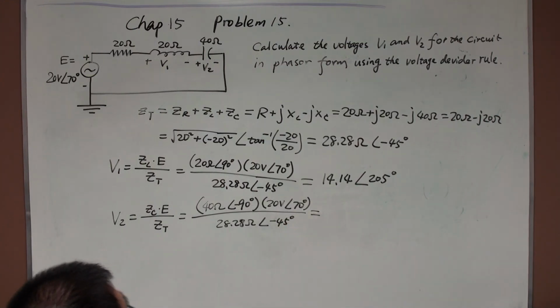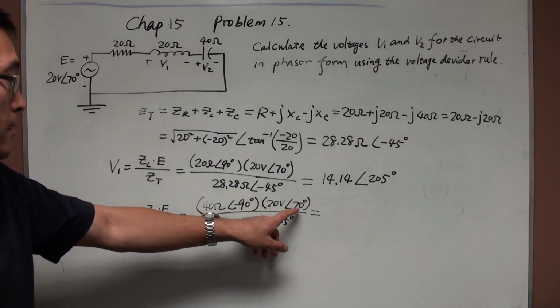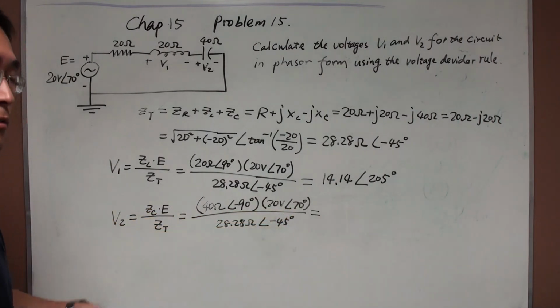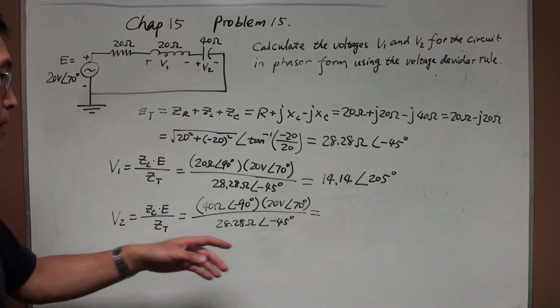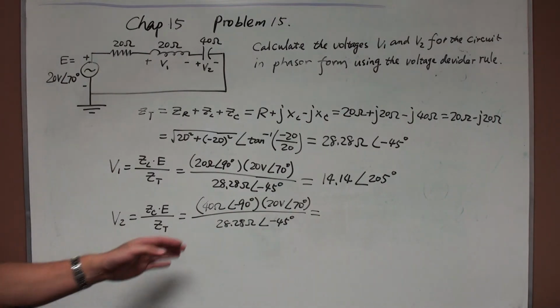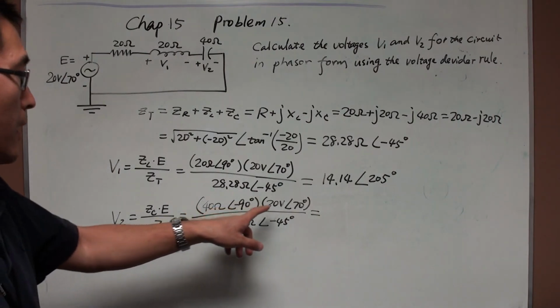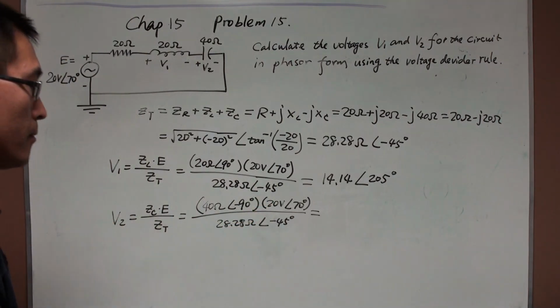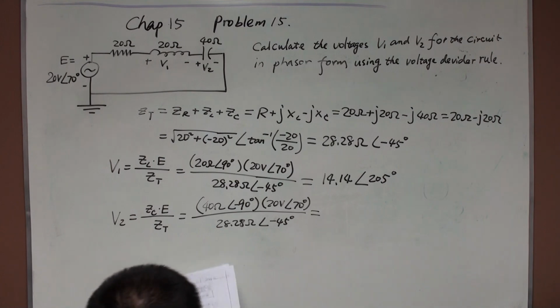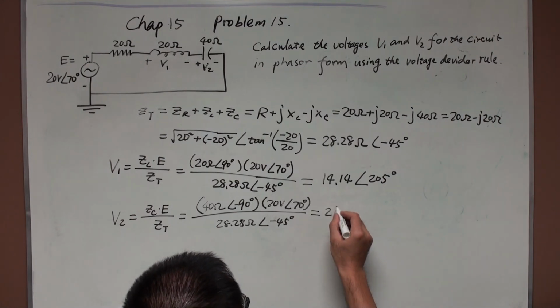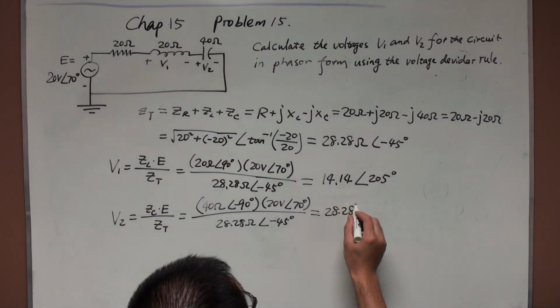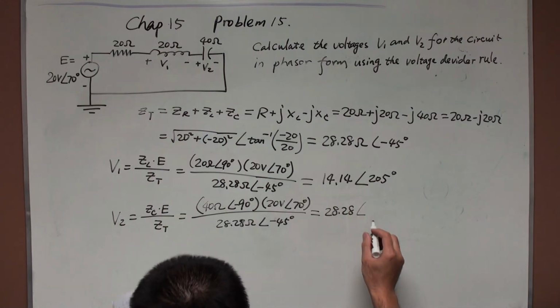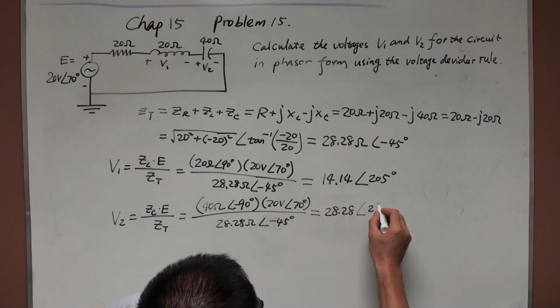Okay. Again, negative 90 plus 70 plus 45, because minus negative 45 becomes a plus 45. That will be the angle, and then 40 times 20 over 28.28. That will be the amplitude. So you have 28.28 with angle of 25 degrees.